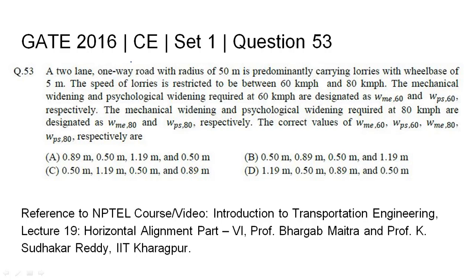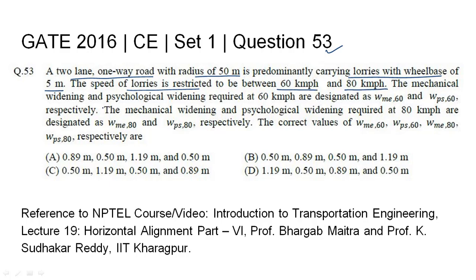GATE 2016 Civil Engineering Set 1 Question 53. A two-lane one-way road with radius of 50 meter is predominantly carrying lorries with a wheelbase of 5 meters. The speed of lorries is restricted to be between 60 km per hour and 80 km per hour.